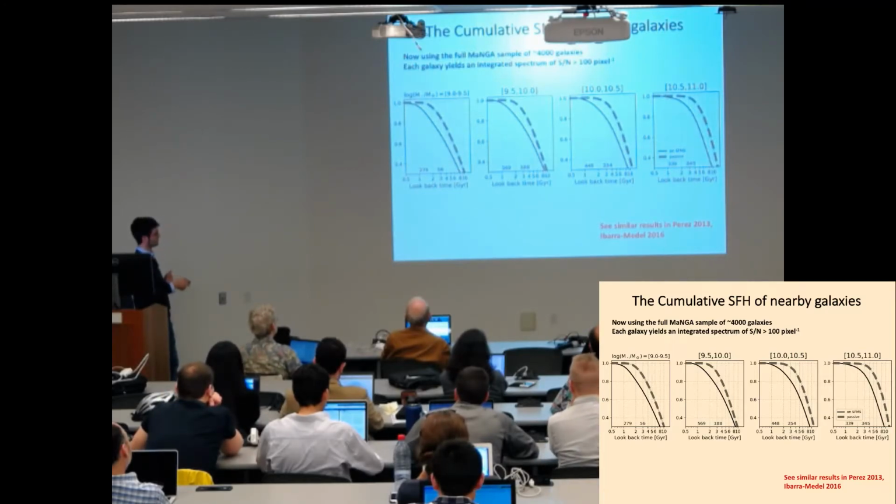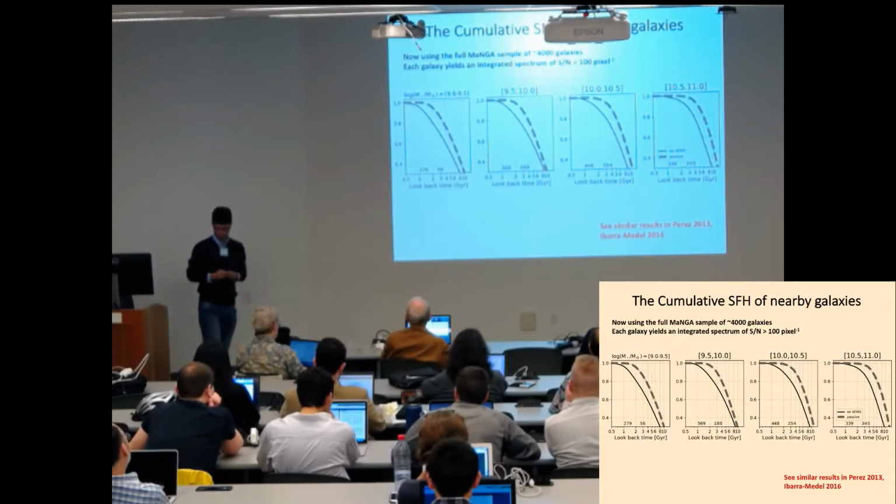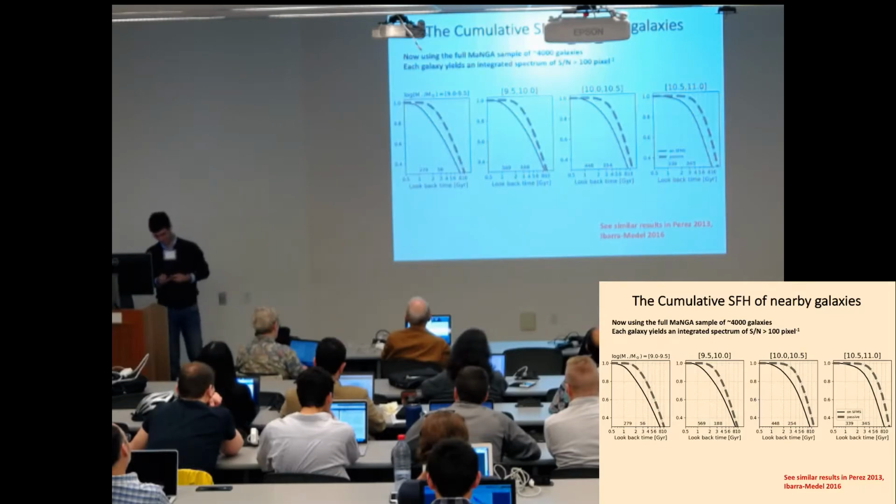This is now stacks, so all galaxies of this particular stellar mass. And this is main sequence galaxies within the scatter of the main sequence. And you can see, of course, the passive galaxies have formed earlier than main sequence galaxies, which is no surprise and what everybody was expecting.